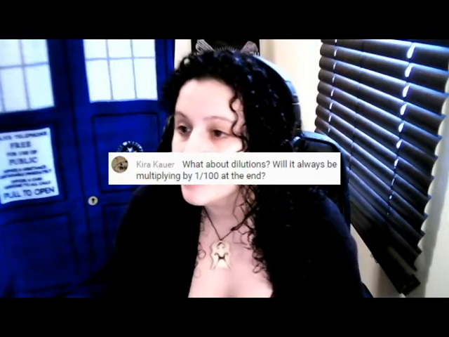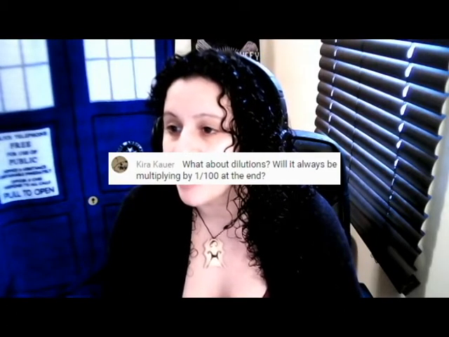Kira, you asked, what about the dilutions? Will it always be multiplying by 1 over 100 at the end? The answer is that the 1 over 100 represents the calibrated loop, the little yellow loop that came in the sealed packaging that we used in lab. So if the question specifies that you use a calibrated loop in order to plate, then yes, you will use the 1 over 100. If it doesn't specify this, you will not use the 1 over 100.